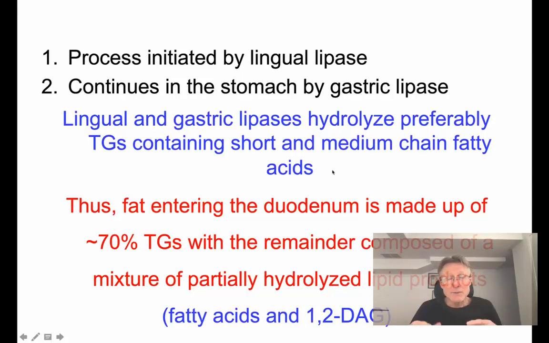once it passes the stomach, it's going to go into the duodenum. The fat in that chyme is made up of approximately 70% triglycerides, with the remainder composed of a mixture of partially hydrolyzed lipid products. So fatty acids that were cleaved, and a large amount of DAG, which stands for diacylglycerol.